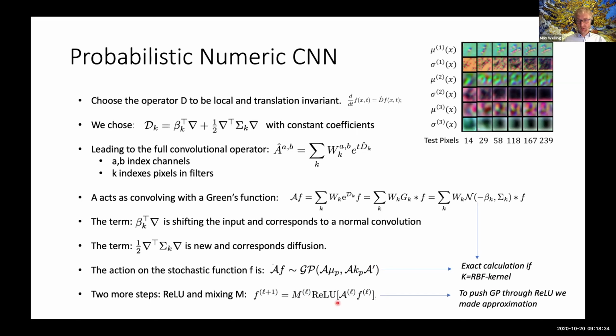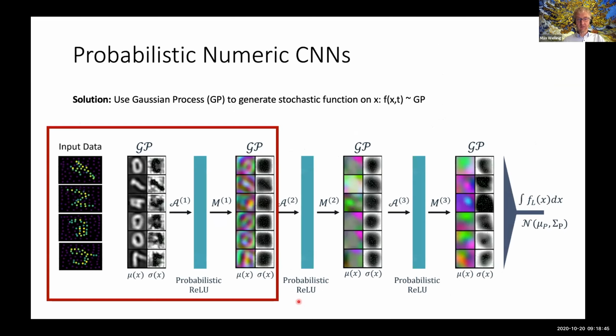So I won't talk about the details of how to do the ReLU and then project it onto a Gaussian process again. There's probably even more elegant solutions in the future for this, but this is the basic setup.